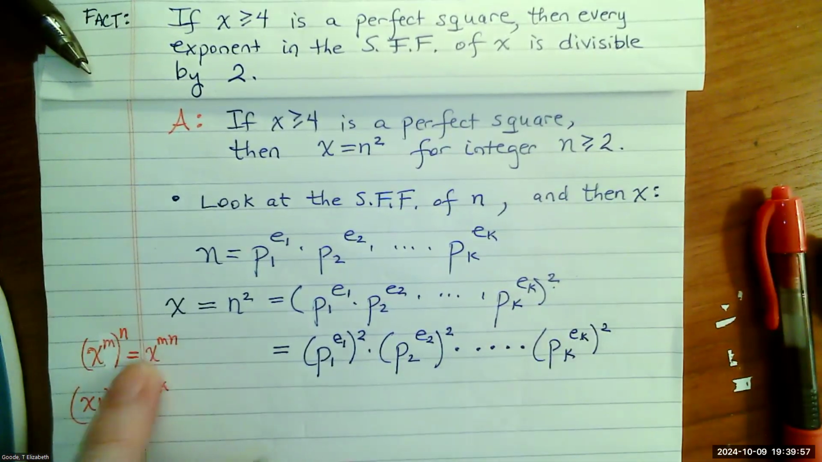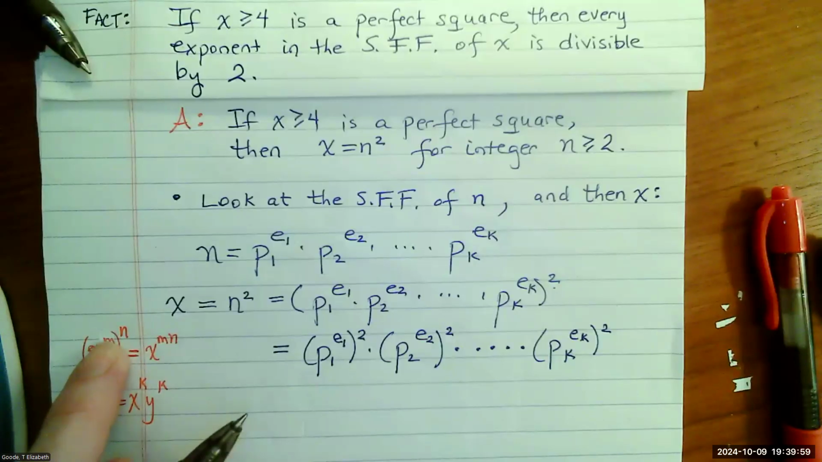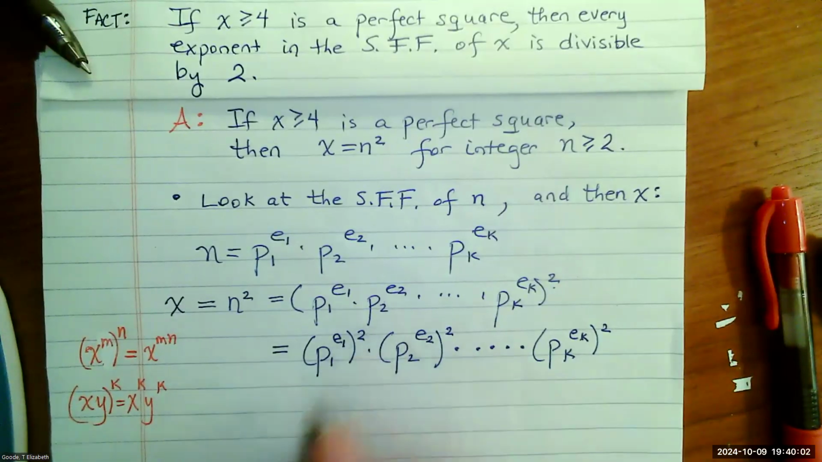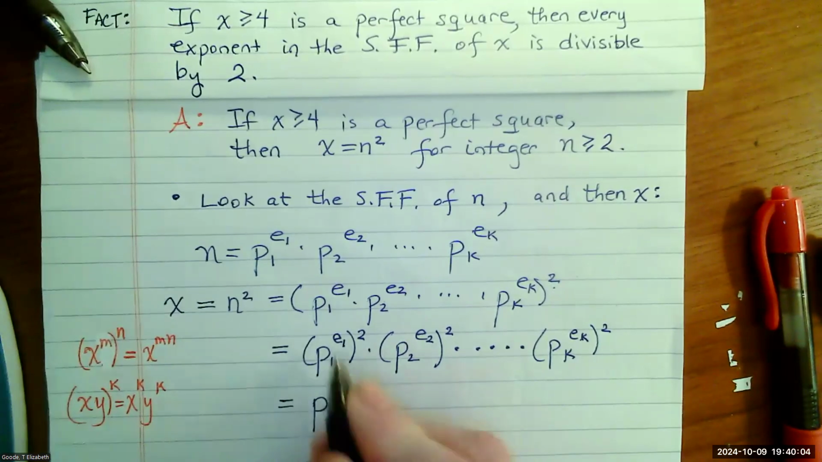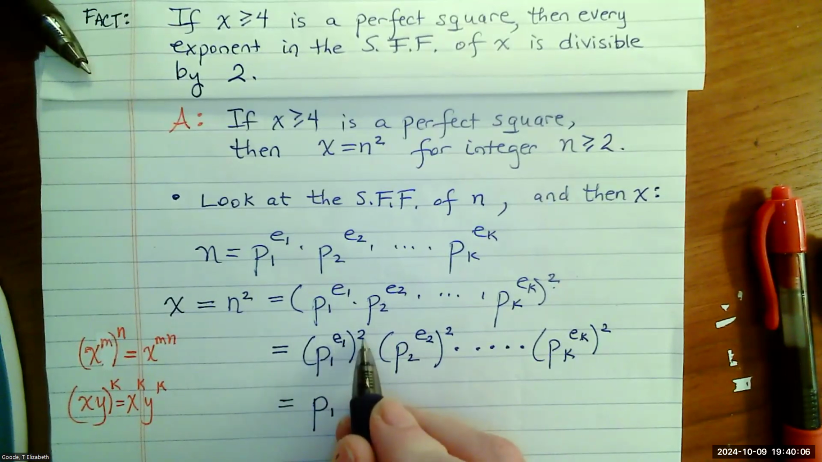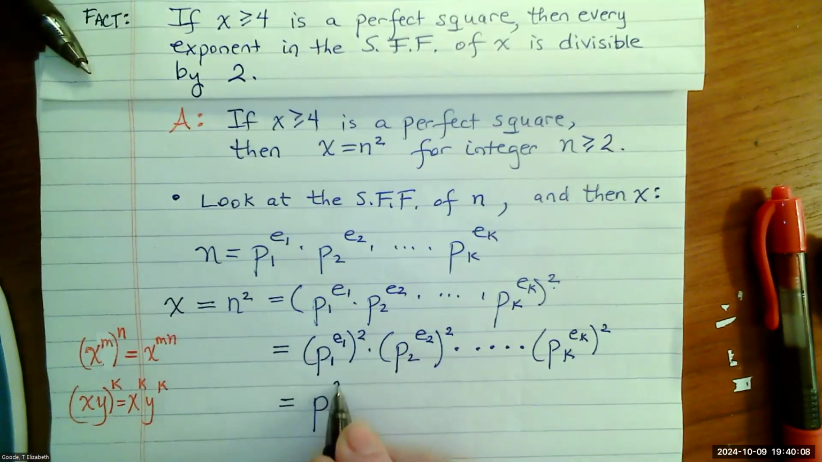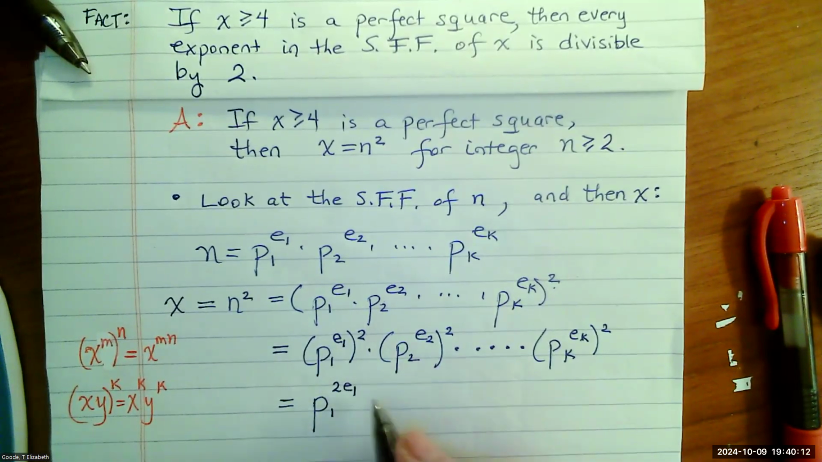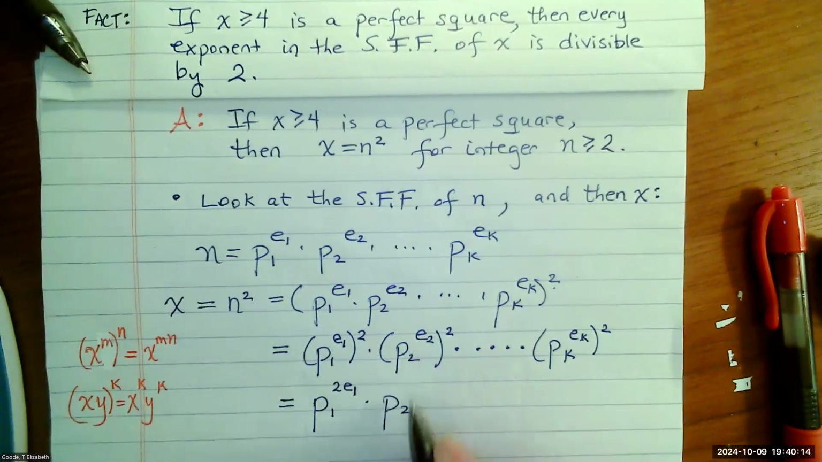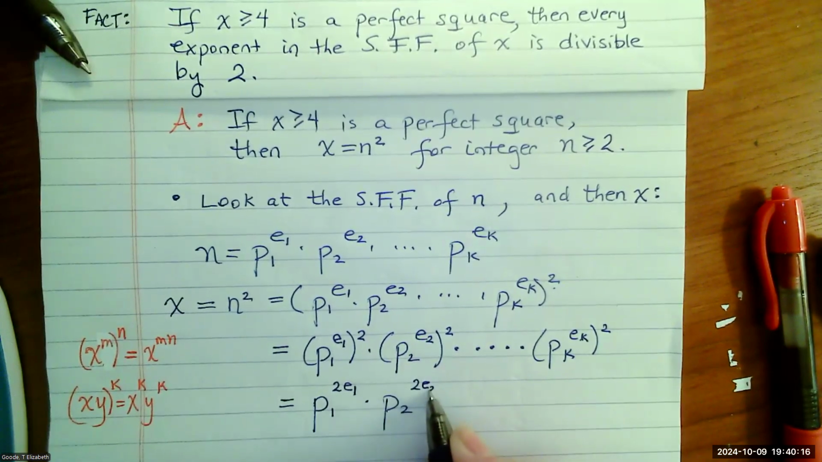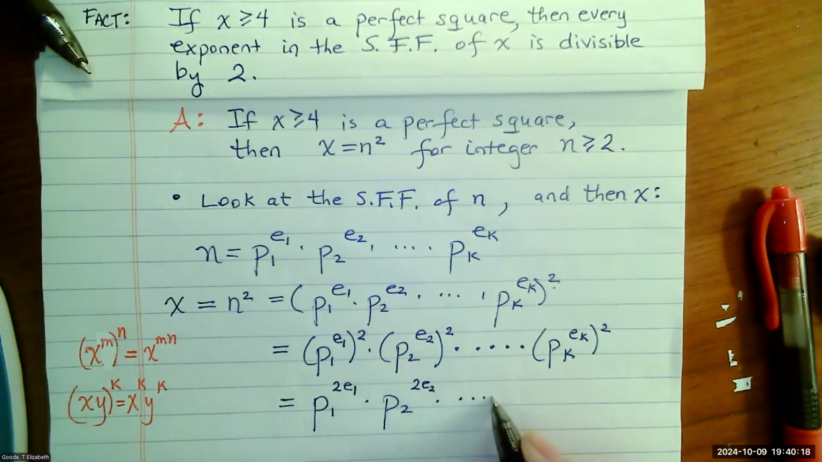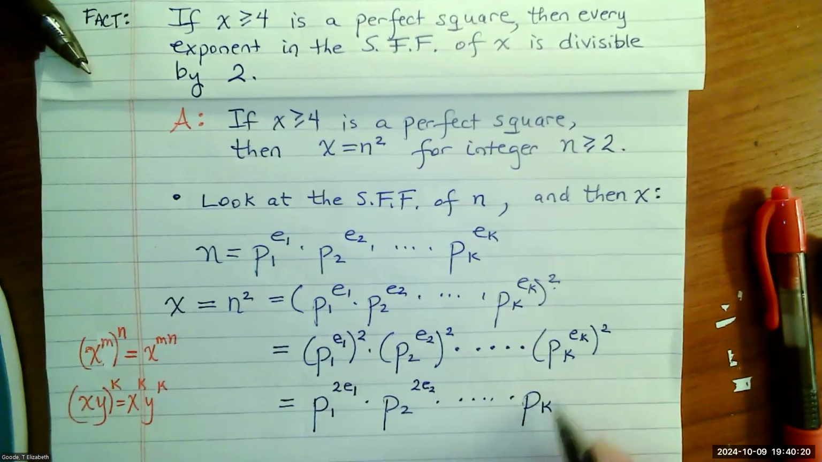And now we use the fact that when we raise an exponent to an exponent, we multiply them together. And when we multiply a variable times a number, we usually put the number first. So that's p sub 1 raised to the 2e1 times p sub 2 raised to the 2e2. See it? Times dot dot dot times p sub k raised to the 2e sub k.